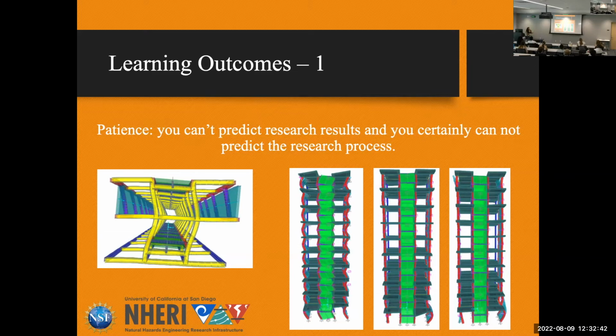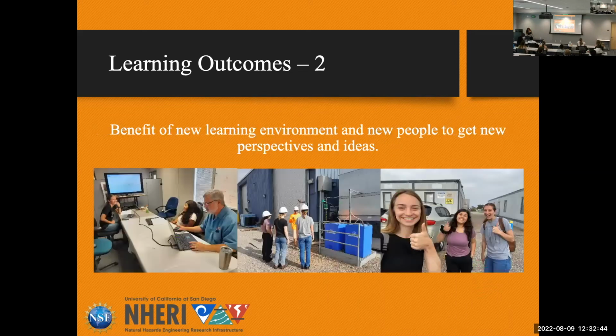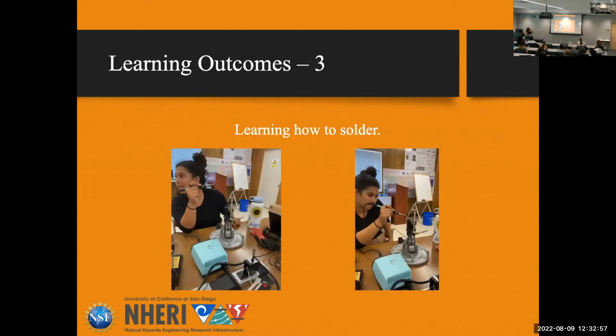And then I figured it out. My next outcome was learning from new people and new perspectives. Here you have us learning from different people on site and getting to know each other and learning from all the views we have coming from different universities. And then my third learning outcome was how to solder. This is me soldering. We did that for a couple days, and that was so much fun.